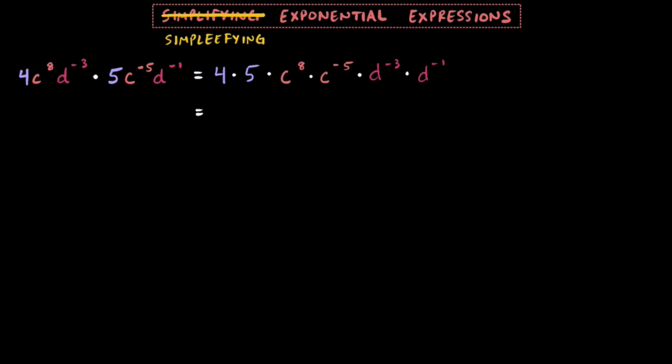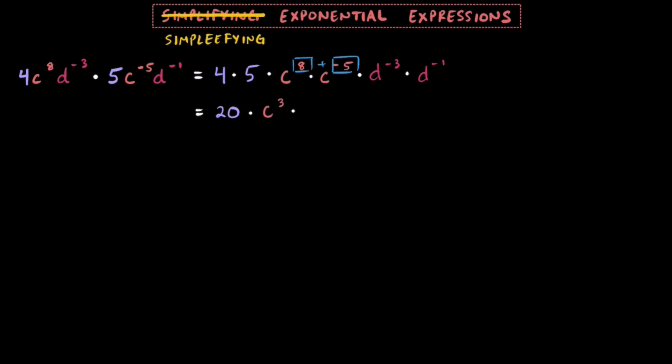So if we multiply this 4 times 5 together, we can write that new coefficient of 20 in front. Then when we multiply this c to the +8th power times c to the -5th power, keep in mind that we can take these exponents and add them together. So 8 plus -5 is the same thing as 8 minus 5, and so we're going to have c raised to the +3rd power.